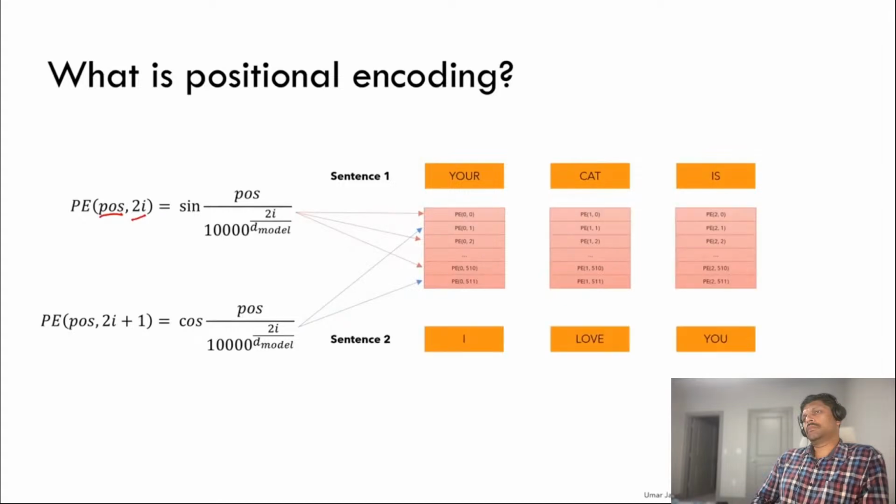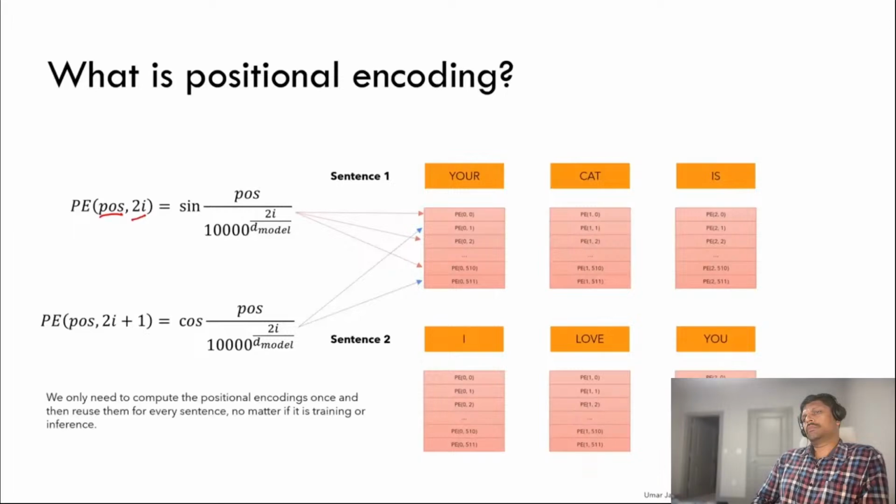If we have another sentence, we will not have different positional encodings. We will have the same vectors, even for different sentences, because the positional encodings are computed once and reused for every sentence that our model will see during inference or training. So we only compute the positional encoding once, when we create the model. We save them, and then we reuse them. We don't need to compute them every time we feed a sentence to the model.